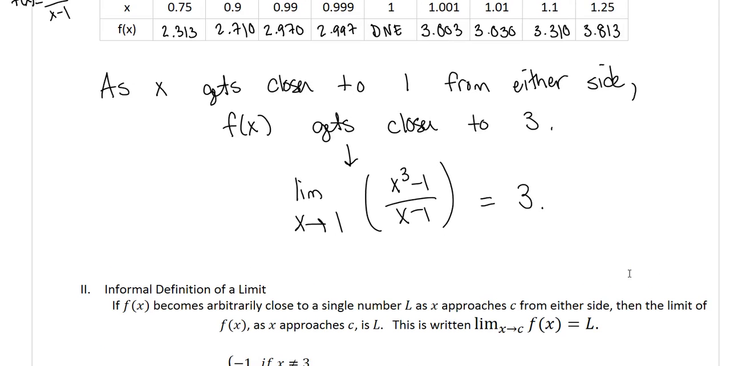If f of x becomes arbitrarily close to a single number L, which would be our 3, as x approaches c from either side, c would be our 1, then the limit of f of x as x approaches c is L. And this is written: the limit as x approaches c of f of x equals L. That's how you read that mathematical statement.